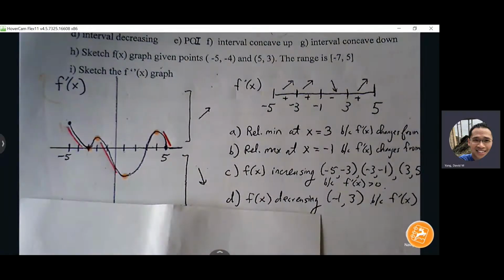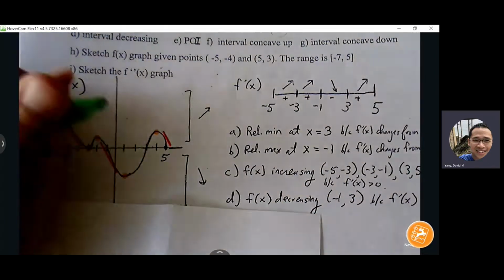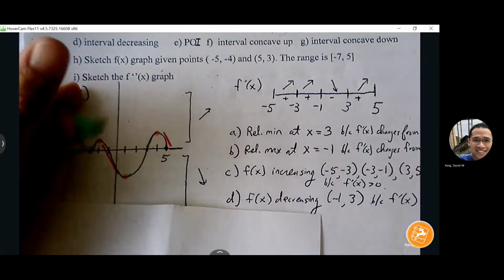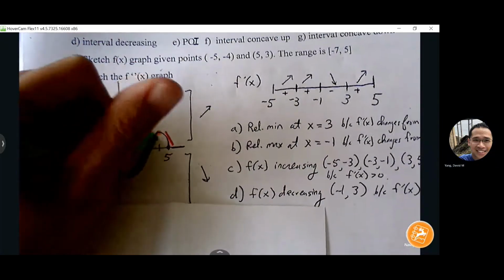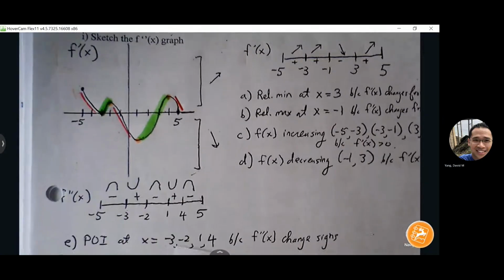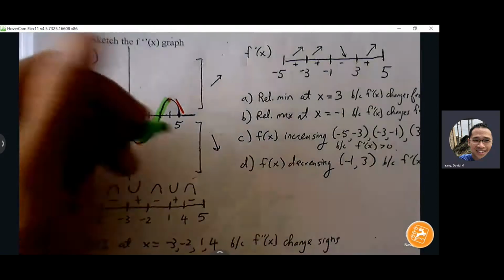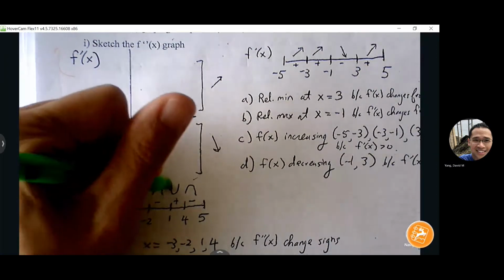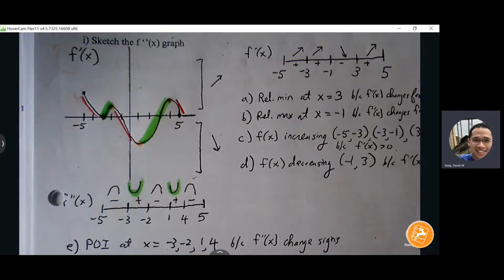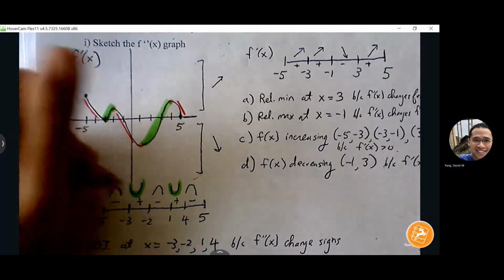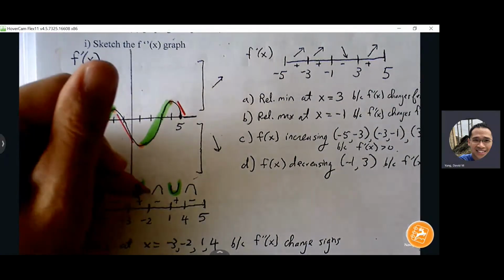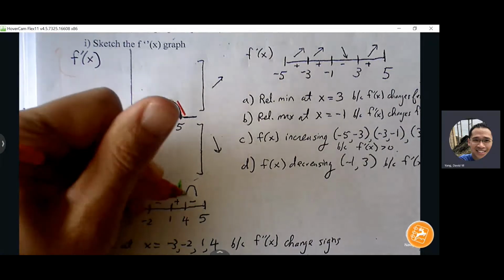And then, concave up, we can pull by looking at where the derivative graph has a positive slope. Okay, so to color code a little bit here: concave up from -3 to -2, concave up from 1 to 4, concave down from -5 to -3, concave down from -2 to 1, and concave down from 4 to 5.